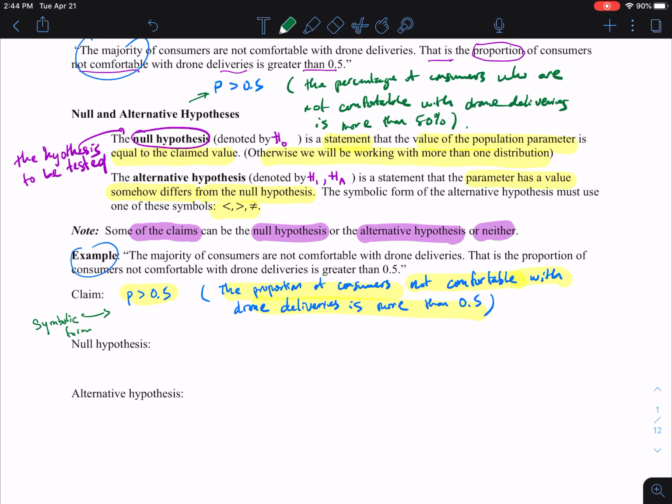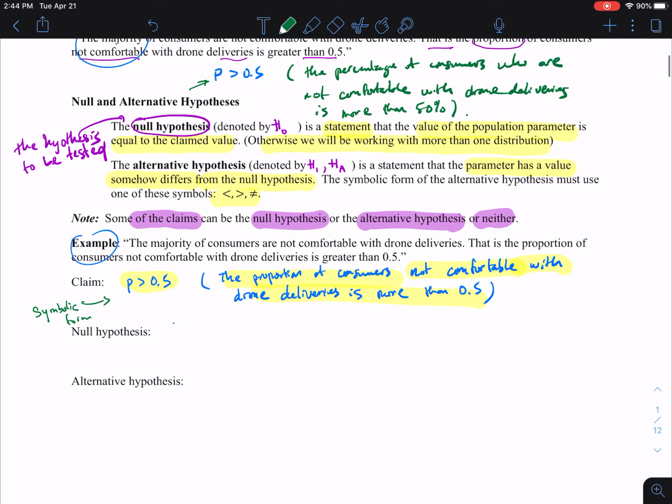So in this problem, if we were to test this claim, we would need to sample. Let's say we look at a random sample of 100 consumers and ask them, and look at that p hat. Is that sample proportion closer to 50% or not? Or is it greater than? So let me start with this here. How do we show the claim is false?